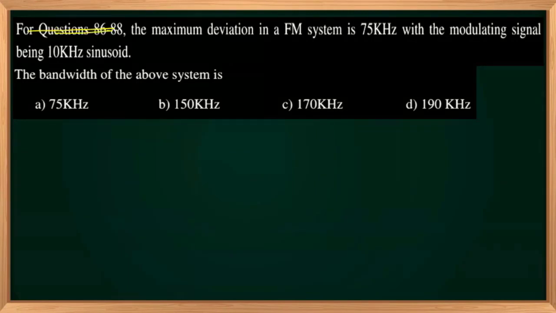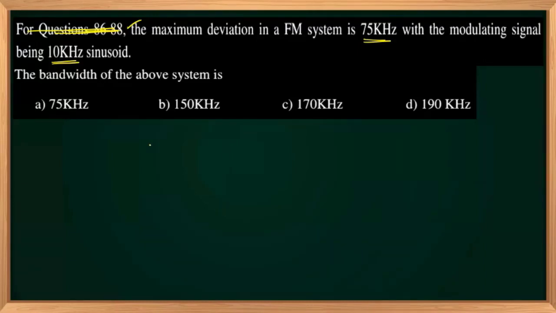The maximum deviation in an FM system is 75 kilohertz, with the modulating signal being a 10 kilohertz sinusoid. The bandwidth of the above system is? Try to calculate the bandwidth of the FM system with the frequency deviation equal to 75 kilohertz and the modulating signal 10 kilohertz. Yes, Chetna, you got the answer. The right answer is 170.